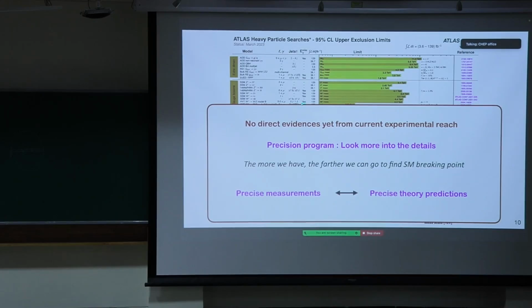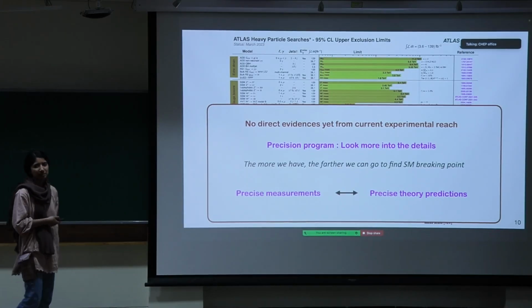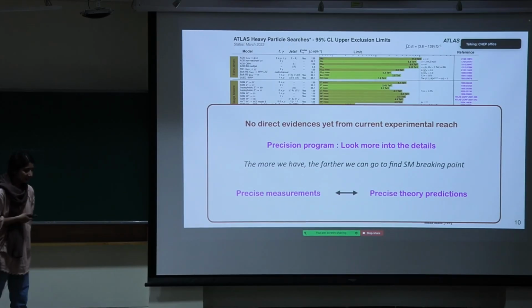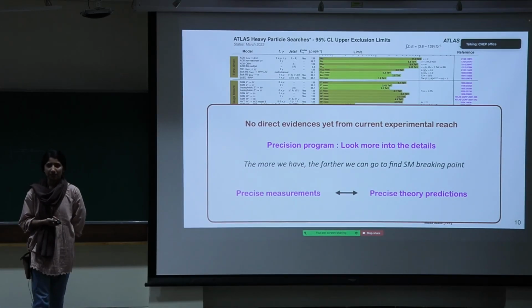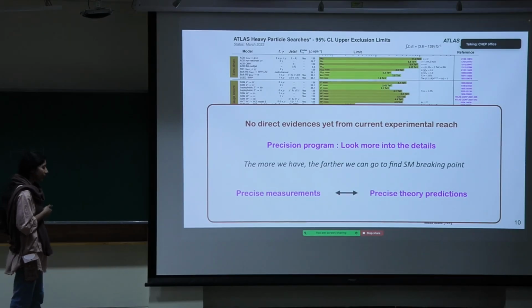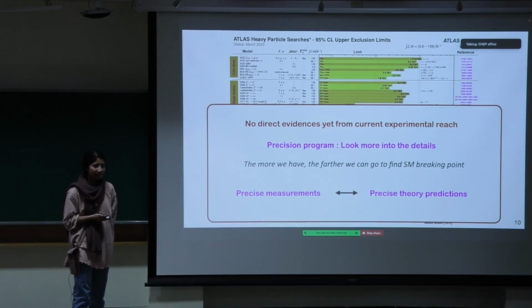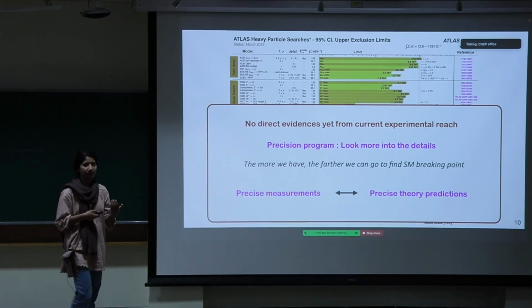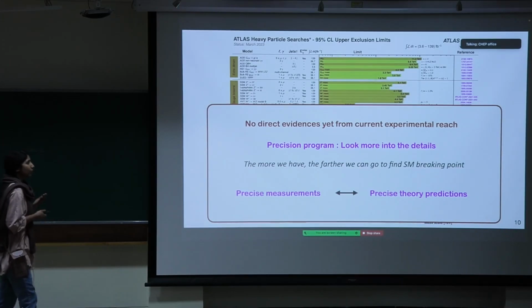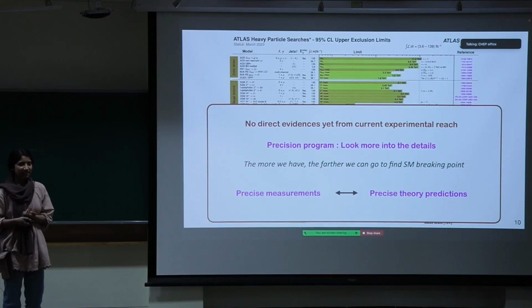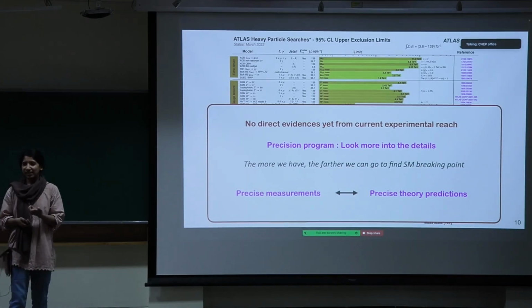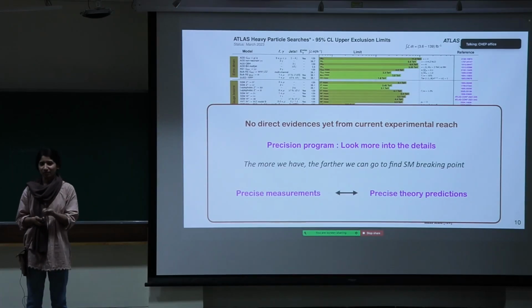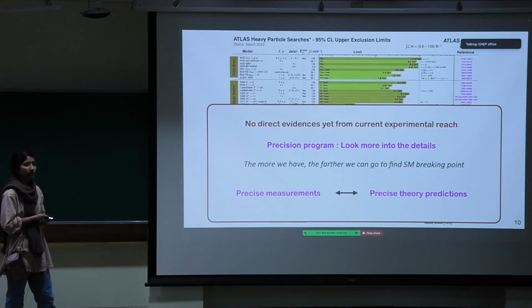So there is not yet any direct evidence from the current experimental reach for something beyond the standard model. That is when the relevance of precision physics comes up. An indirect way to do this is that we can go beyond whatever we have already, go to the precision measurements, and also get precise theoretical predictions, and look at the tiny deviations between them. From there we can probably find some rare process.